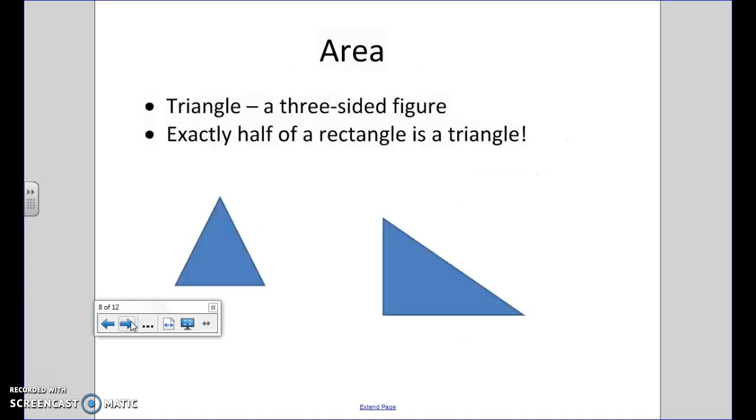And finally, we have triangles. A triangle is a little different than the rectangles. But one thing about a triangle is that it's exactly half of a rectangle.